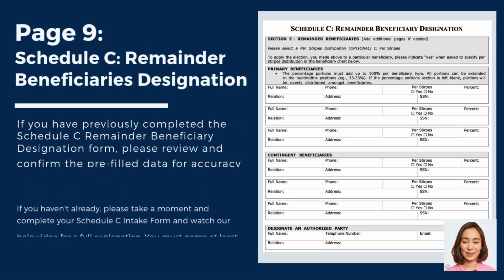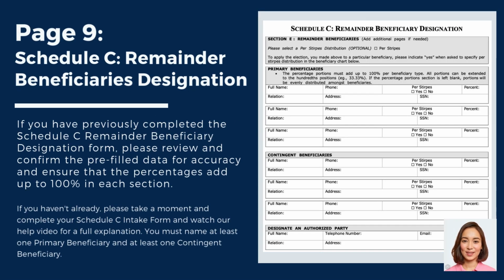Page 9 is the Schedule C remainder beneficiaries designation. If you have previously completed the Schedule C remainder beneficiary designation form, please review and confirm the pre-filled data for accuracy and ensure that the percentages add up to 100% in each section. If you haven't already, please take a moment and complete your Schedule C intake form and watch our help video for a full explanation. You must name at least one primary beneficiary and at least one contingent beneficiary.